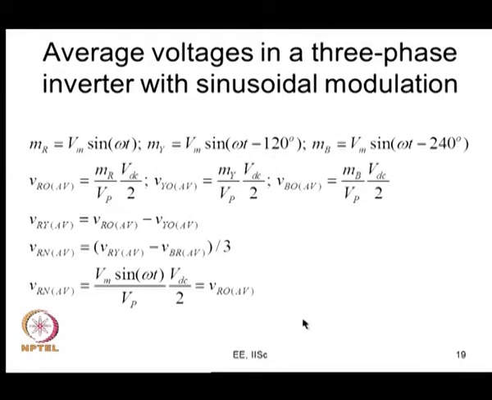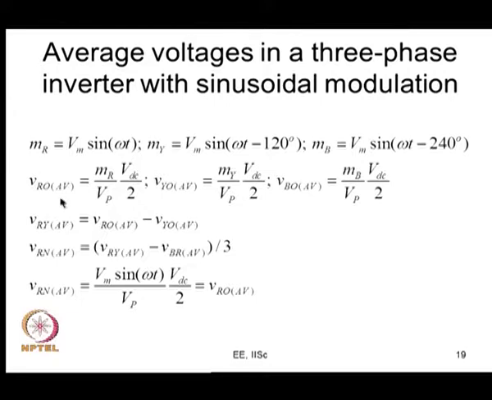Next, we will start looking at the average quantities, averaged over the subcycles. So, now you have MR, which is Vm sin omega t, a sinusoidal modulating signal for R phase. MY is the sinusoidal modulating signal for Y phase, same amplitude, same frequency, phase shifted by 120 degrees. MB is the sinusoidal modulating signal for B phase, same amplitude, same frequency, phase shifted by 240 degrees from MR. So, this is what you have now. You are going to compare them with the carrier and then produce the signals.